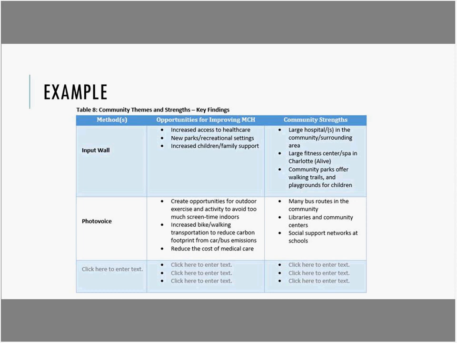This is an example of the table that you'll fill out within the tool, and this is based on some of the findings out of the example that Anne shared for the community input wall and the photo voice project. So the input wall, opportunities for improving maternal child health: increased access to health care, new parks and recreational settings, increased children and family support. We see some opportunities for improvement. Then under community strengths: large hospitals in the community and surrounding area, a large fitness center and spa in the Charlotte area, community parks that offer walking trails and playgrounds for children.